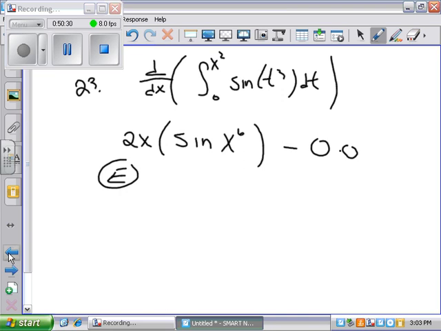I would change this to just sine of t. Actually find the antiderivative from 0 to x squared, and then take the derivative so you can see where this is coming from. But that's all you've got to know. This is one of those things you must know cold. A guaranteed question on it.